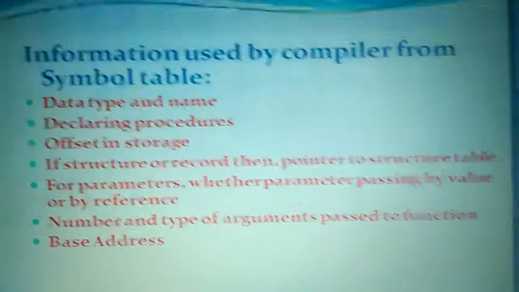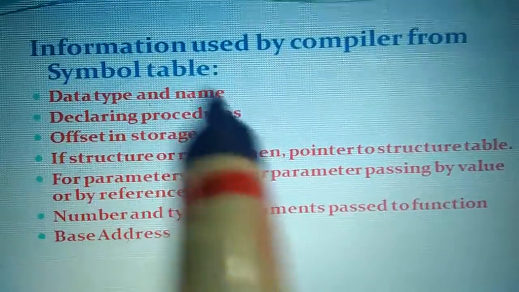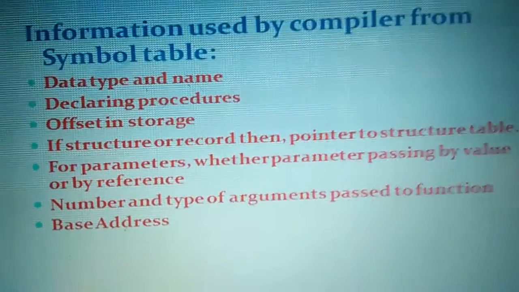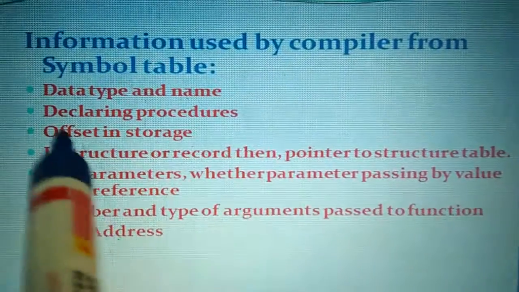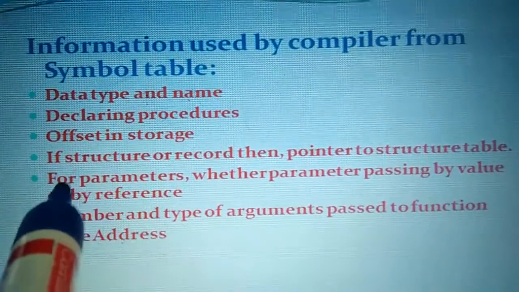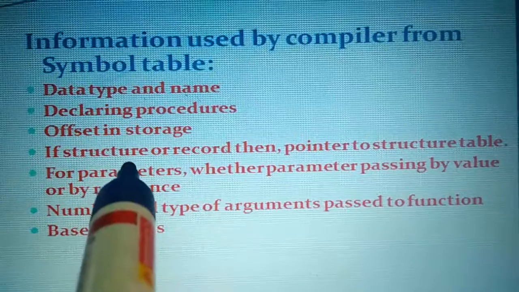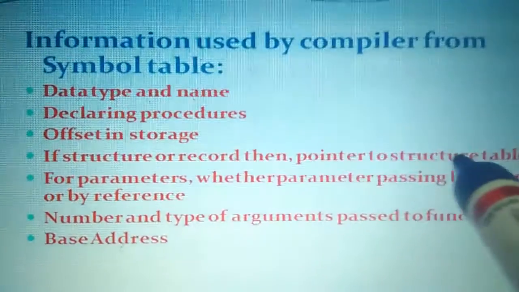Information used by the compiler from the symbol table. What information is used? The same information that is stored in the symbol table, like data type and name, declaring the procedures, and offset in storage. If it is a structure or record, then pointers to the structure table.